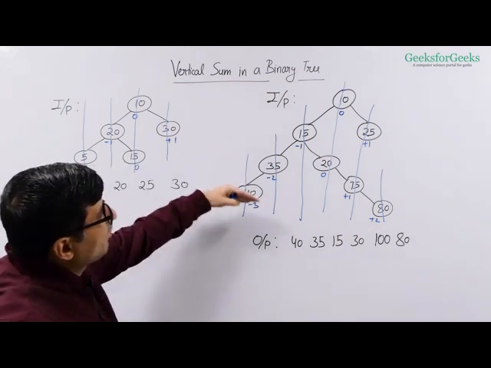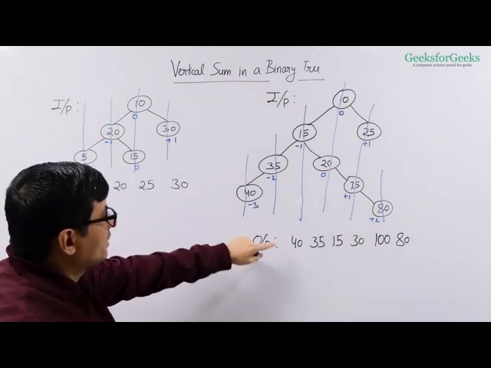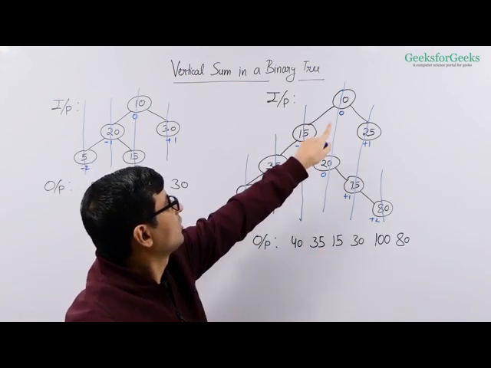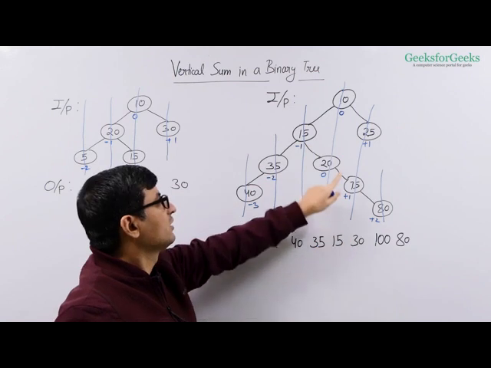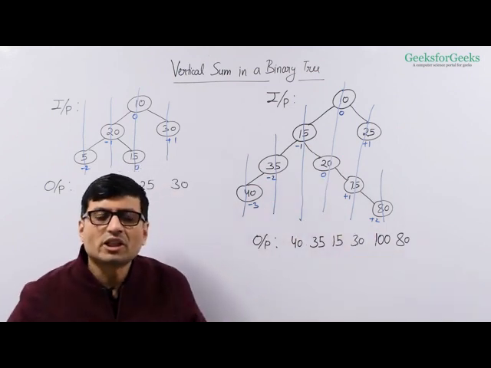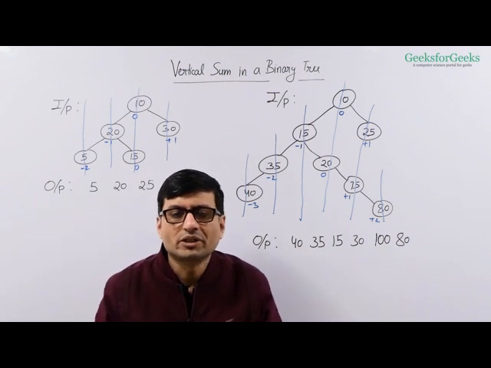So we sum all the vertical lines. We get the sums as 40, 35, 15, 20 plus 10 is 30, 75 plus 25 is 100, and 80. So that's the output expected for this input binary tree.